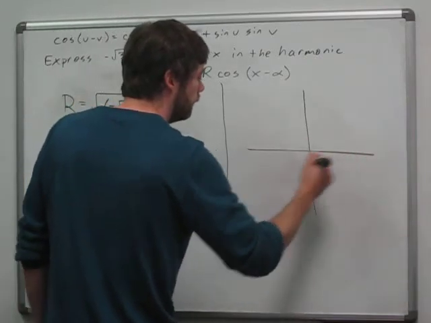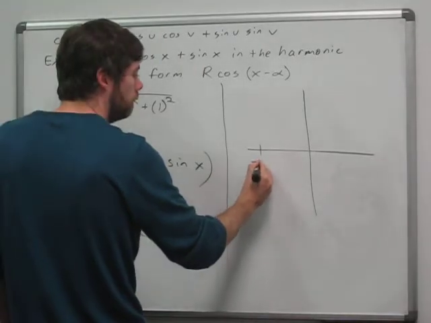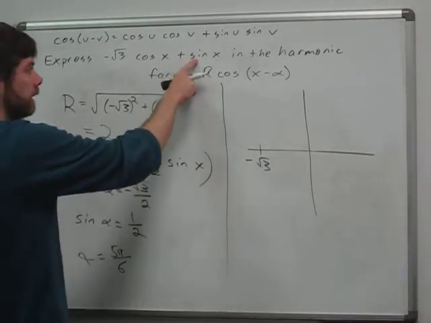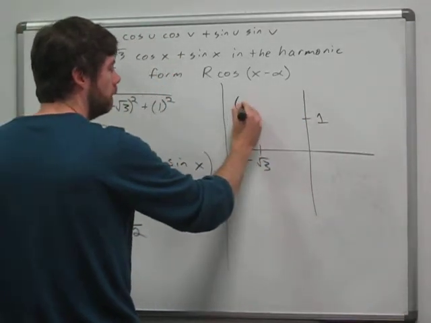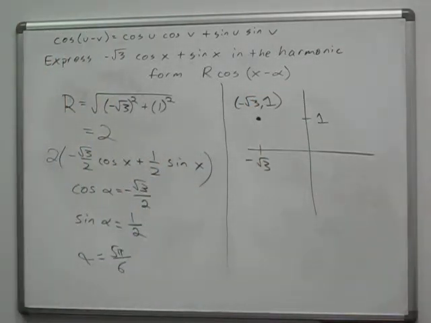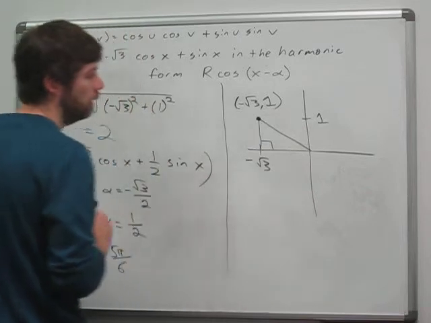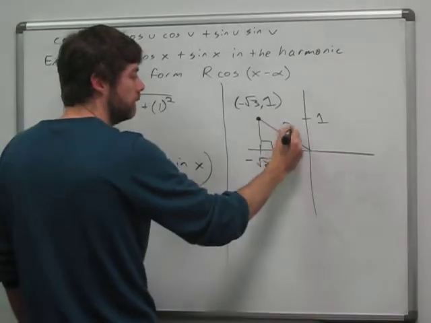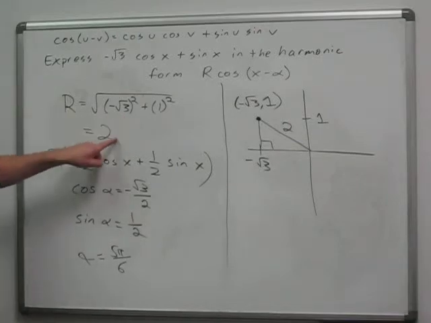Let's go to the coordinate plane, and let's take our coefficient on cosine as an x-coordinate. So that's negative root 3. Take the coefficient on sine as a y-coordinate. And so we have the point negative root 3, 1. Notice that if I put a right triangle in here, the hypotenuse is exactly the r. The hypotenuse, using the Pythagorean theorem, is going to be this expression, which simplifies, of course, to 2.